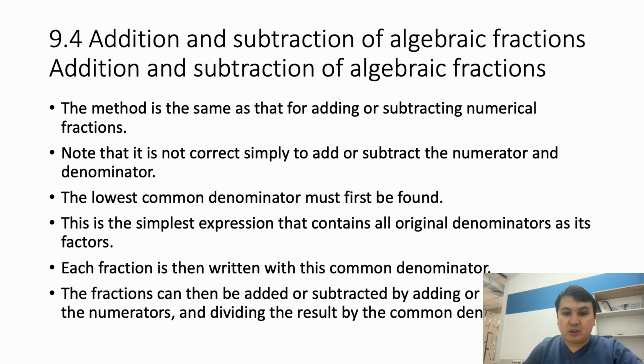You shouldn't simply add the numerators and the denominators. That's not good, right? What you do is, first we need to find the lowest common denominator. You have two denominators, you try to find the lowest common one: the simplest expression that contains all original denominators as its factors.